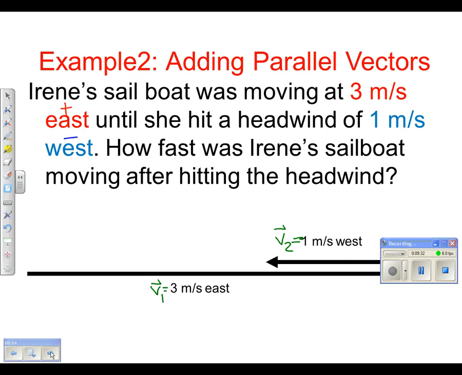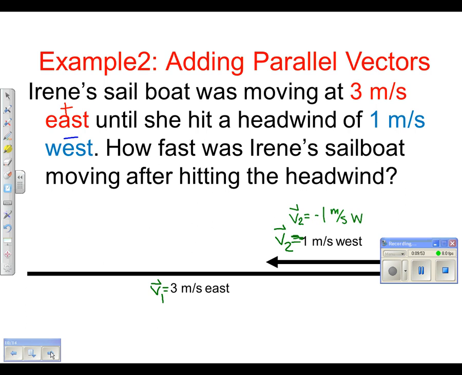Let's see if I can get that a little better. Erase. There we go. I didn't want to erase. There.